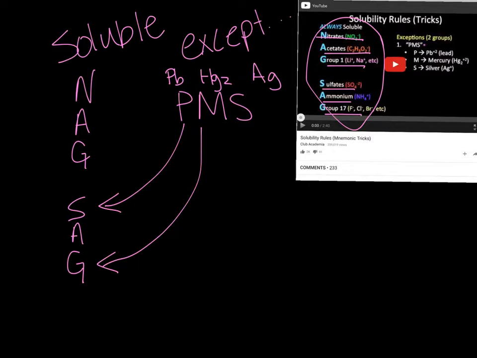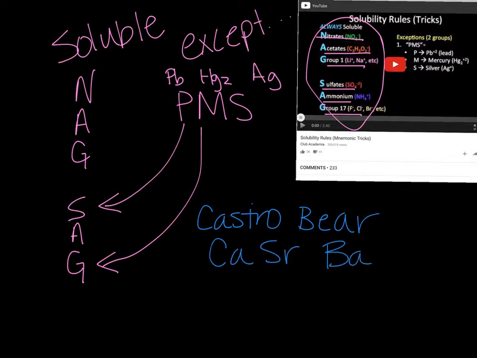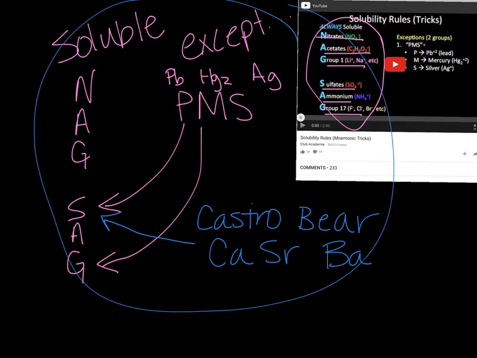The second rule you're gonna learn is called Castro bear, okay? So I'm gonna write out the name first, right? So we have Castro bear rule. And what that stands for is calcium, strontium, barium, okay? Calcium, strontium, barium, anytime they are mixed up with a sulfate, are also going to form your precipitates, okay?